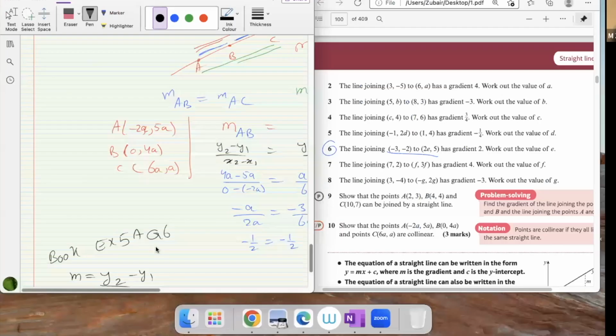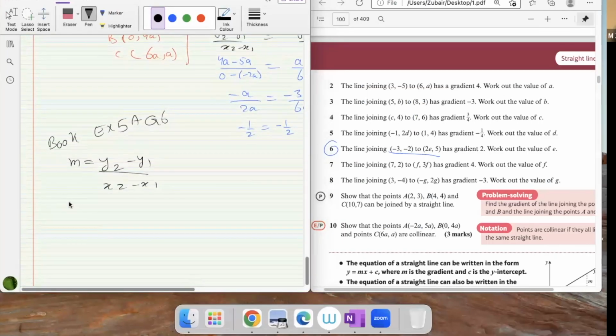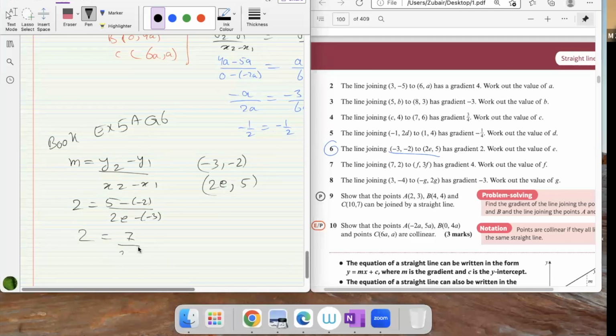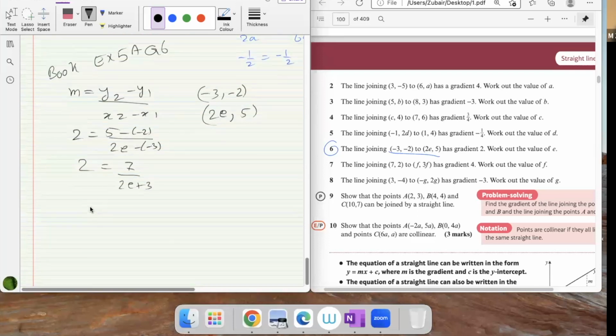Substituting the values, gradient is 2, the points are (-3, 2e) and (5, 2e)... y2 minus y1 over x2 minus x1. So 2 is equal to 7 over 2e plus 3. Then you cross multiply. 4e plus 6 is equal to 7. 4e is equal to 7 minus 6. E is equal to 1 by 4.